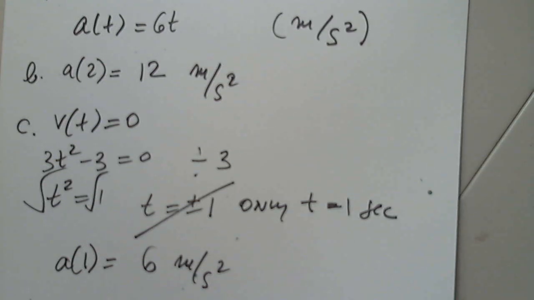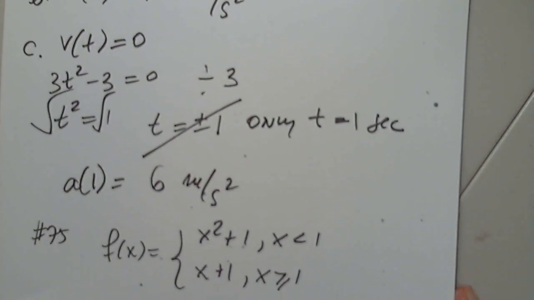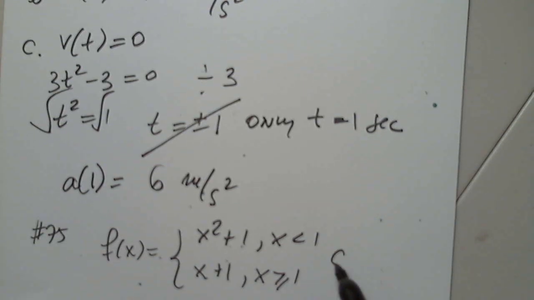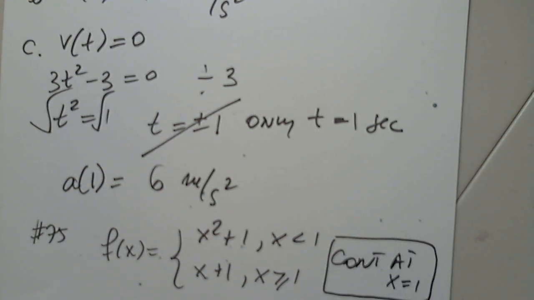So first of all, these two functions are continuous everywhere because they're polynomial. Is it continuous at x equals 1? I don't know. If it's not continuous at 1, I will say it's not differentiable and I'm done.